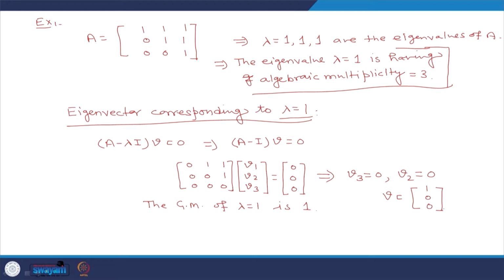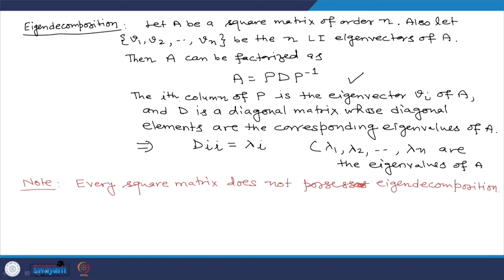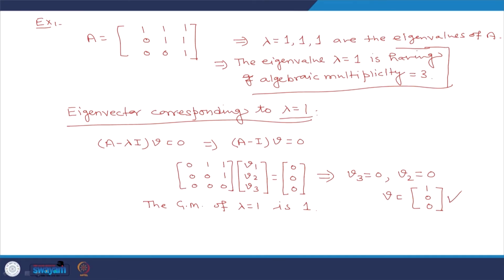In the previous slide, I told you that the columns of P come from the eigenvectors of A. You have only one eigenvector of A, so you can make only one column, but the size of P is 3 by 3. Hence for this matrix A we do not have Eigen decomposition.